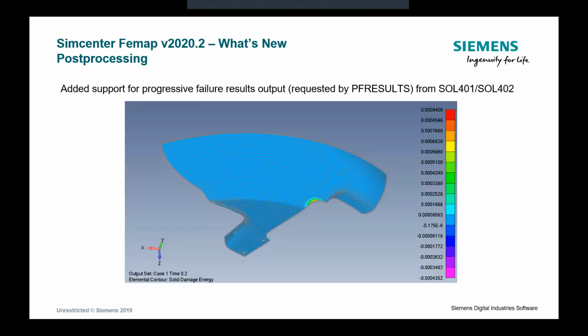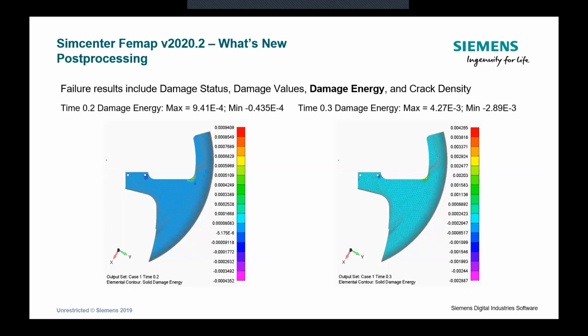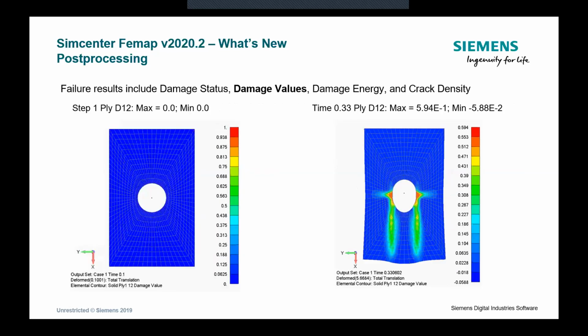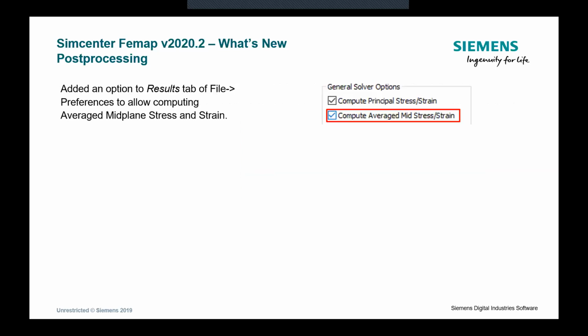Another thing that we did was we added support for progressive ply failure, so PF results from solution 401 and 402. So these are damage status, damage values, damage energy, and crack density. So that's just some examples.